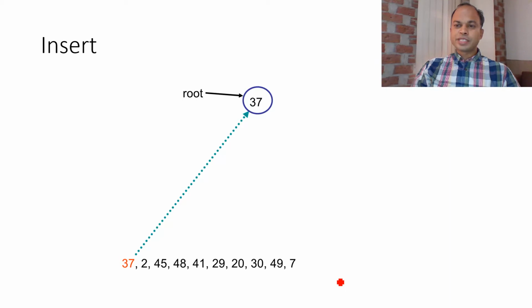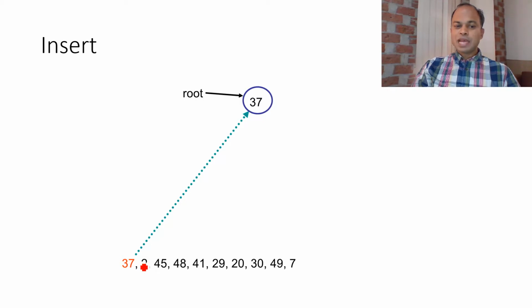Initially, binary search tree is empty. Therefore, we are inserting 37. Before inserting 37, your tree is empty. So we are inserting 37 in the root node. 37 becomes the root node.